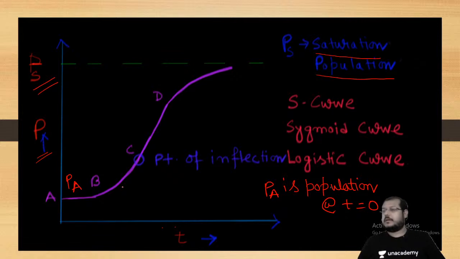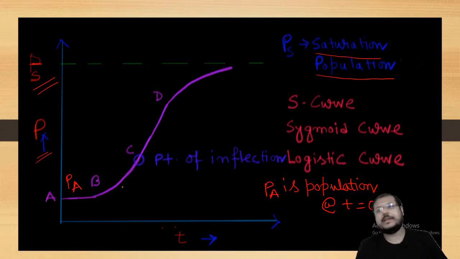After point C, they will realize that if they keep on increasing their number at this rate, then after a certain point of time they will have a problem with food and resources. The survival of the fittest question will arise. They will have certain limitations in food and other resources.